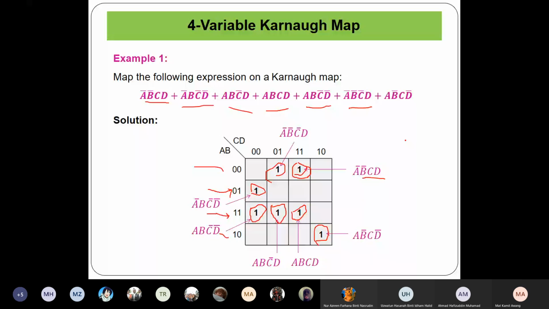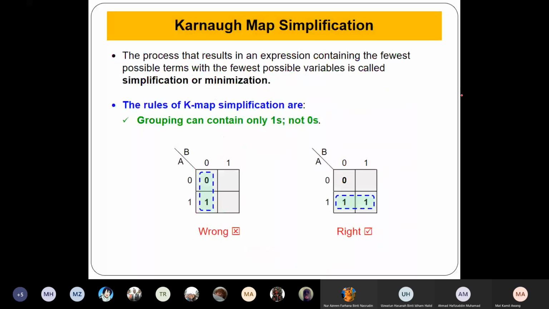Okay. Clear? That's how you convert from the expression into the Karnaugh map. Now you want to go into the simplification of that expression. The purpose of using the Karnaugh map is actually to simplify the expression, so that when you implement, you can reduce the number of gates when you implement the expression into digital circuits. So the process of simplification is as follows.